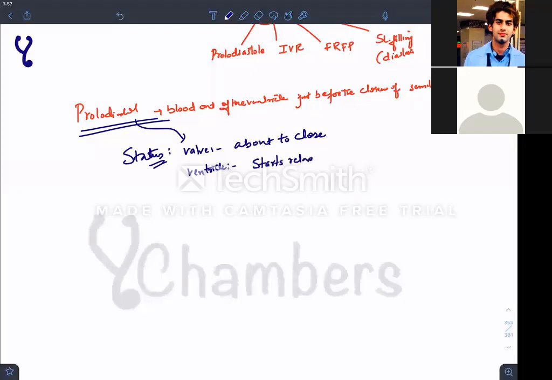What is the status of the blood? Ejecting still or stopped? Is it moving out or in? Blood still moving out. Are we clear with protodiastolic phase? Beautiful. Now what was the second phase? You will tell me what comes after protodiastole.